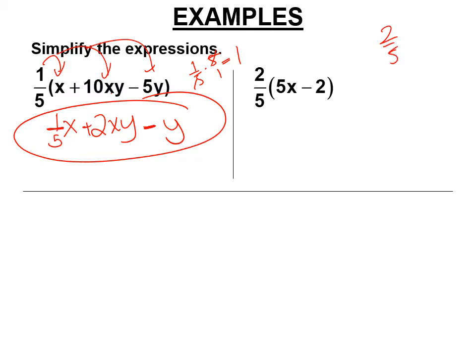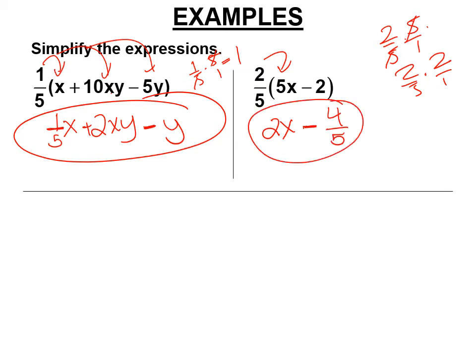2/5 times 5x equals 2x, right? Those 5's cancel. And then 2/5 times 2 is 4/5. So we're going to get our first fraction answer here, -4/5, right? These 2's do not cancel. They are side to side. You cannot cancel them. So you get 2x minus 4/5. You're done. You can get fractions in these. Typically, I'll write them without that, but that can happen.